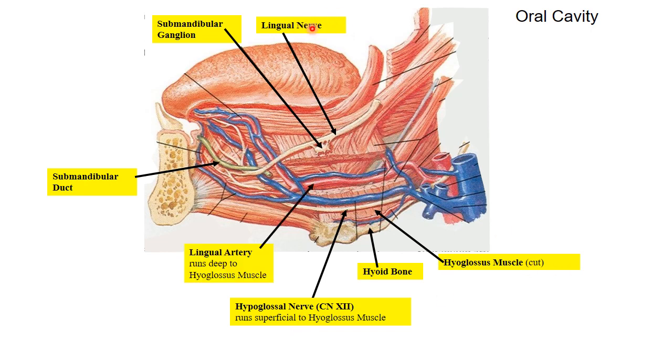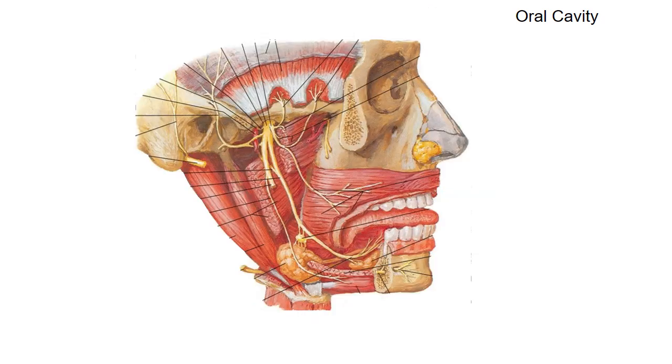Okay, and there's a lingual artery. Remember, this is a branch coming off the external carotid artery that's going to pass and go deep to the hyoglossus, and that is the oxygenated blood supply to the tongue. That's the lingual artery. And remember, the hypoglossal nerve and the lingual artery are separated from each other by the hyoglossus muscle. Okay? So, looking at the oral cavity again.